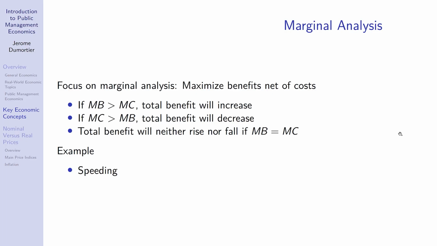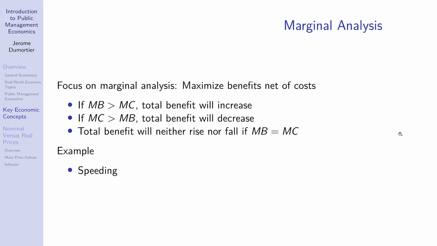Here we are going to talk about marginal analysis, sunk cost and opportunity cost, as well as elasticities. So let's start with marginal analysis, which is at the heart of economics. The principle is straightforward. If the marginal benefit exceeds marginal cost, total benefits rise. If marginal cost exceeds marginal benefit, total benefit falls. When the two are equal, total benefit is maximized.